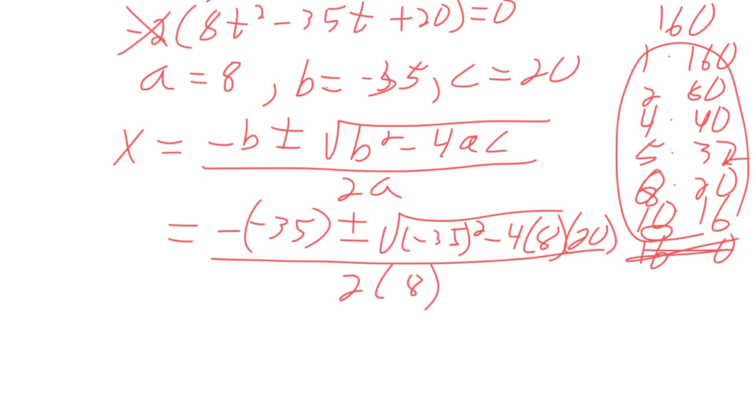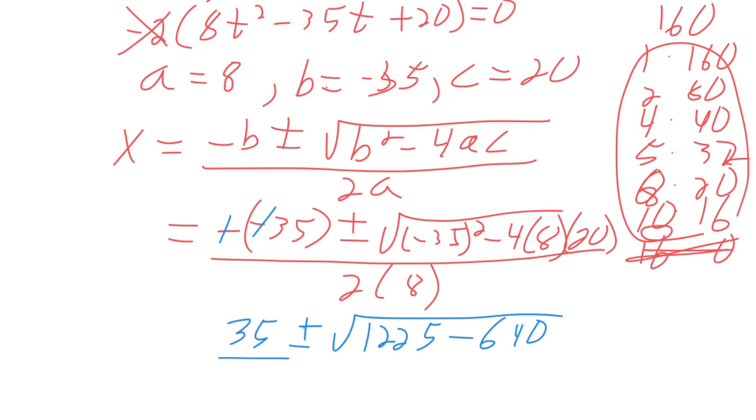All right, it's time to start cleaning up, doing some math. Negative negative 35 is 35, plus or minus the square root. Negative 35 squared is 1225. Minus 4 times 8 times 20. Get your calculators. 640, all over 16. Keep working. We'll take it to the next page.